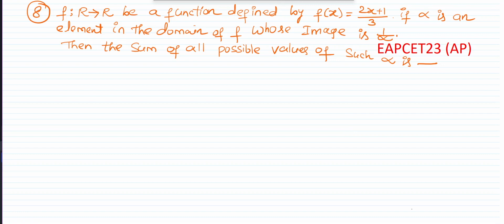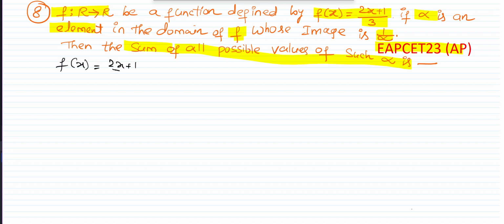This is the 8th question from functions, AP EAPCET 23. Here, f maps R to R is a function defined by f of x is equal to (2x plus 1) by 3. If alpha is an element in the domain of f whose image is 1 by alpha, then the sum of all possible values of alpha is dash. So this is the given function: f of x is equal to (2x plus 1) by 3.